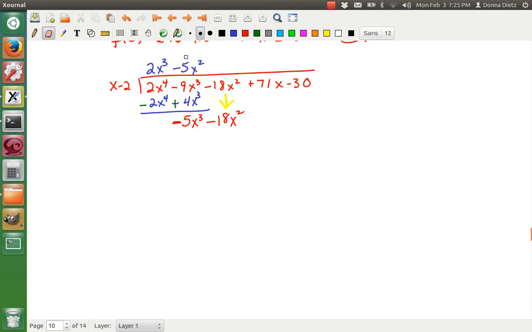Okay, so now let's go ahead and multiply minus 5x squared times x, and we get minus 5x cubed. Then minus 5x squared times minus 2, we're going to get a positive 10x squared. Again, I'm going to just change the signs and add, and I'm going to get minus 28x squared plus 71x. And someone's going to say, hey, what if I do that on an exam?